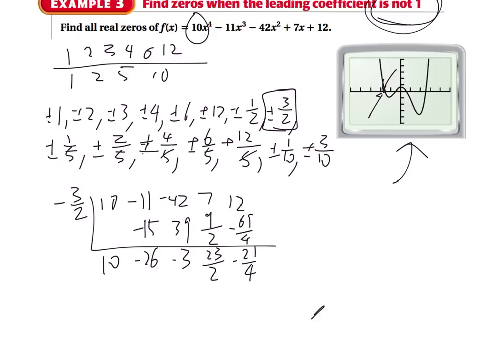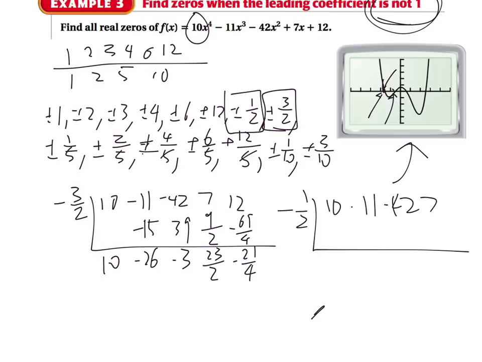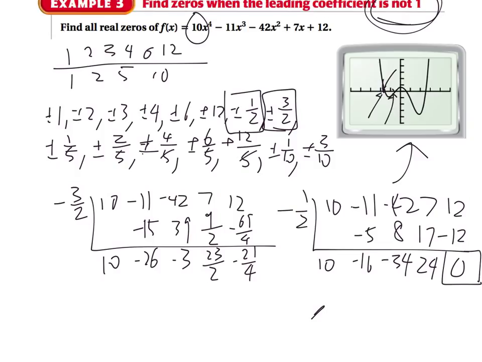And fast forward a little bit, you see that negative 3/2 actually doesn't work. So even using the graph, we might still make a bad guess. Let's try a different one. This one looks like it would be negative 1/2, and negative 1/2 is one of our possible zeros. So I'm going to do negative 1/2 on the side, and we're going to do synthetic division. And again, fast forward a little bit, we get a 0. So negative 1/2 is one of the zeros. So this is taking advantage of the graph to get to one of the zeros that we need.